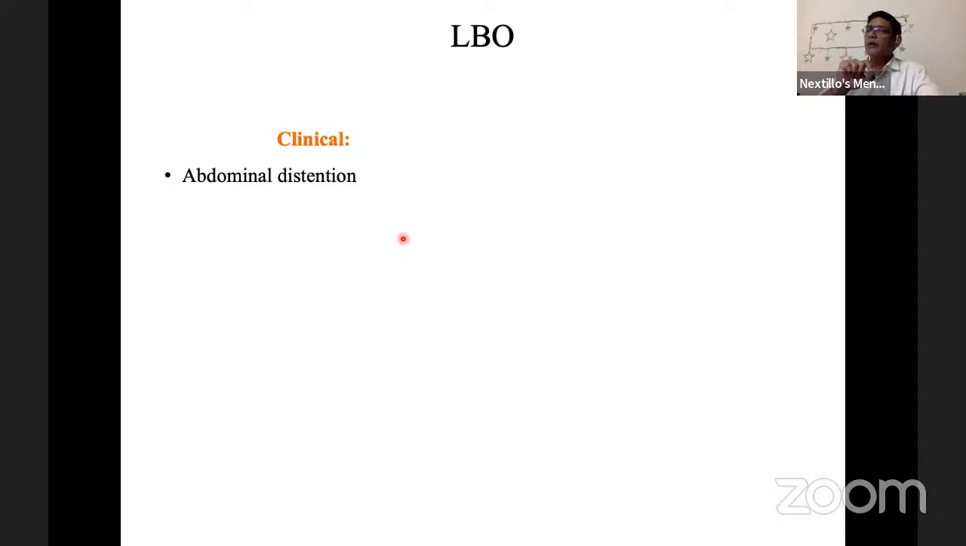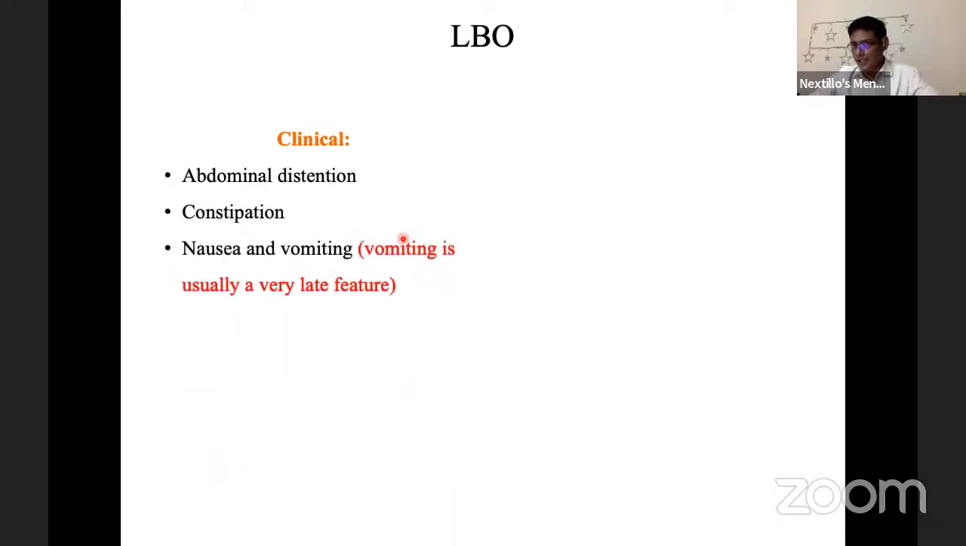In the cecum, we may have colicky pain, we may have nausea and vomiting. But as we keep on moving distally, distension increases. And usually the commonest area where we see the malignancies is the sigmoid side, and therefore we have the distension as a more common presentation. Then this patient will have constipation, nausea and vomiting. Just once again telling you, vomiting is a very late feature.